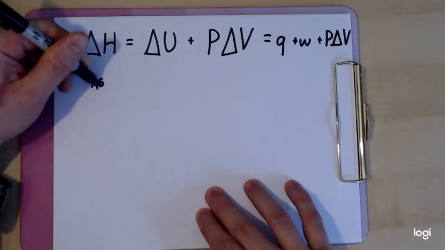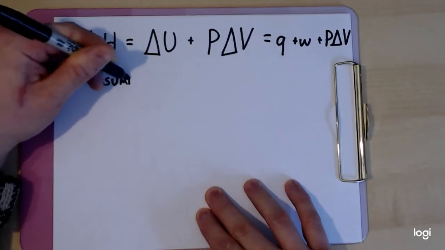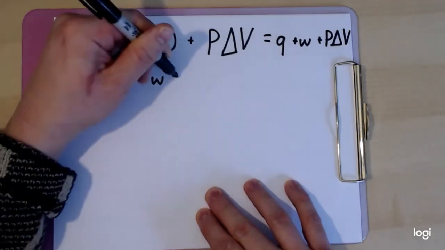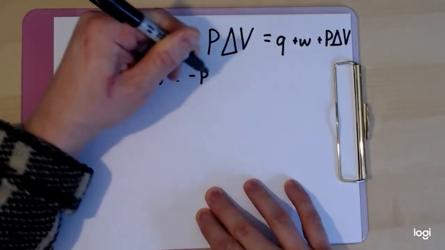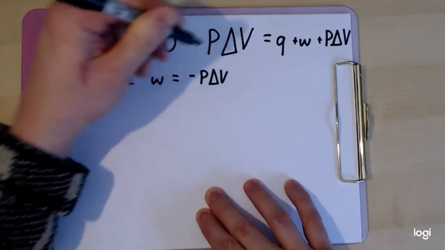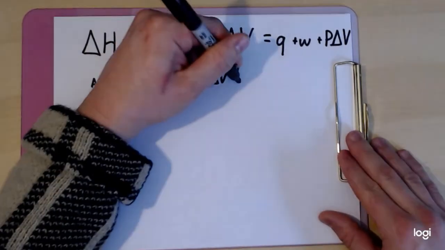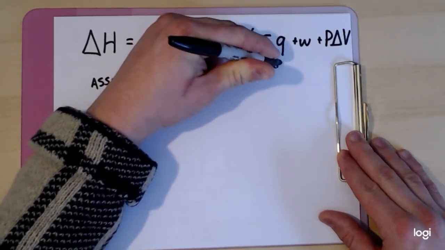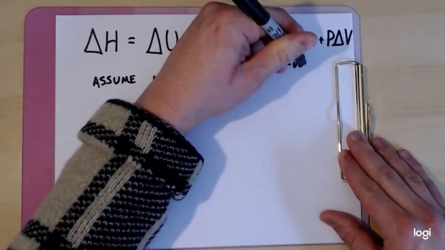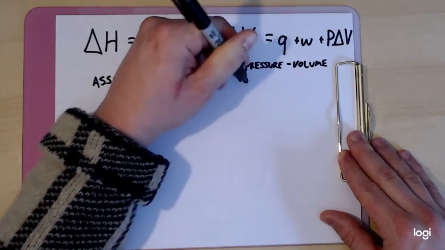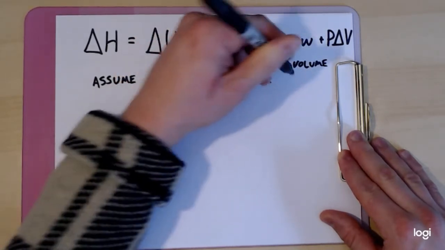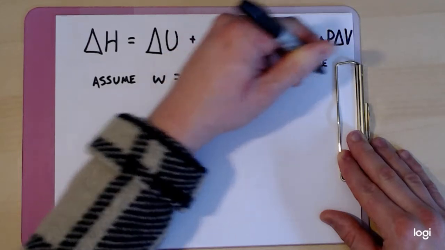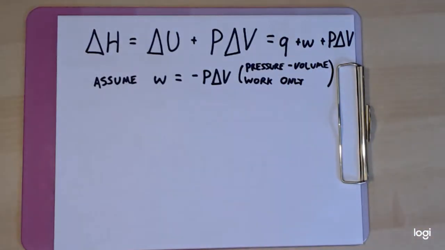So where does this get us now? We need to make one more simplifying assumption. And the second simplifying assumption that we're going to make is that work is only pressure volume work. Now, pressure volume work is a change in volume driven by a difference in pressure. And if we make this assumption, I don't want to get too much into the details about why we're going to make this assumption, but if we do make this assumption, we can express W as negative P delta V.